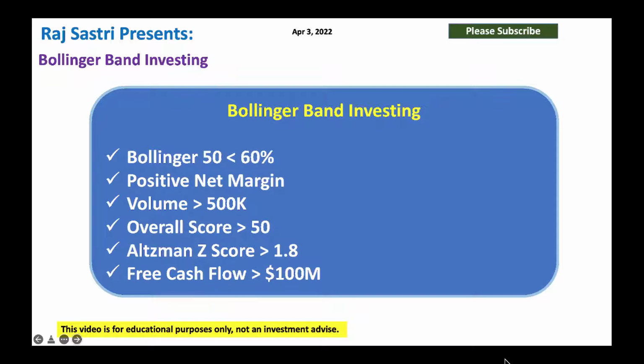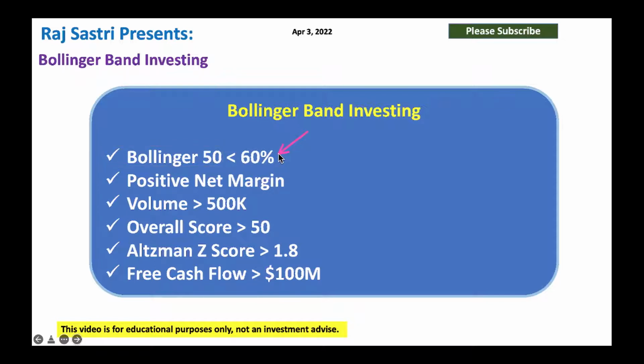Let's take a look at Bollinger Band investing. As many of you know, Bollinger Band is one of the favorite technical trading strategies, and let's see how we can make use of it. So with that, what we'll do today is we'll look at the 50-day period Bollinger Band. We want to make sure Bollinger Band is not all at the top. It's less than 60%. That means it's not yet at the top. It has more room to grow.